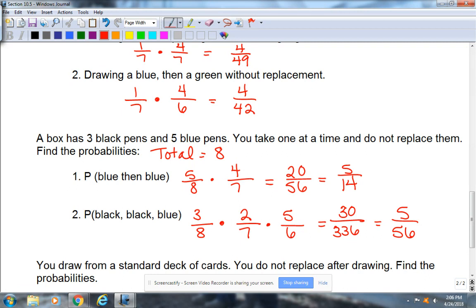So any questions about the box of pens? We're good on those? So if we're drawing and not replacing, then the total goes down 1 every time. And if you're reaching for the same type of thing, those go down as well.